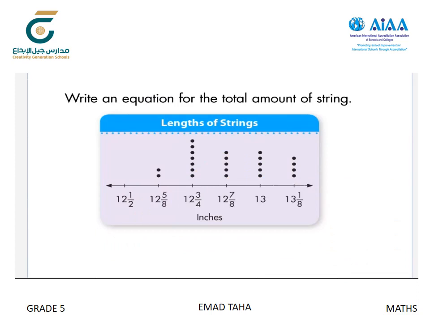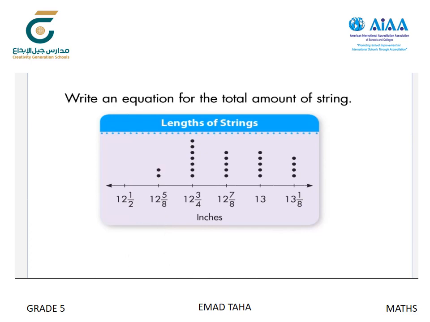Help these students understand that their equation must take into account the number of pieces there are for each length of string. For example, ask, how many pieces of string are 12 and 5/8 inches long? Because there are two dots above 12 and 5/8, students should see that two pieces of string are that long. So instead of adding just 12 and 5/8 to the other lengths along the number line, they need to multiply 12 and 5/8 by 2 before adding it.